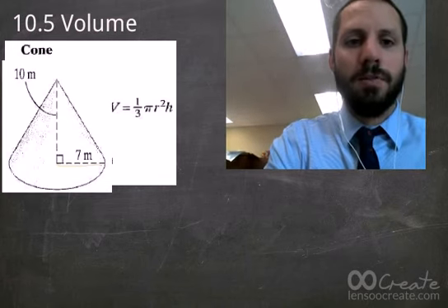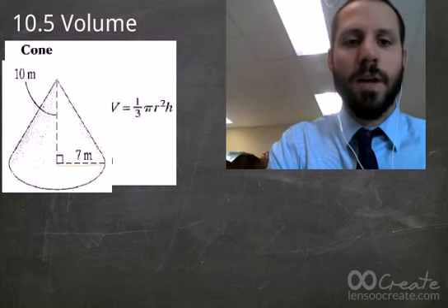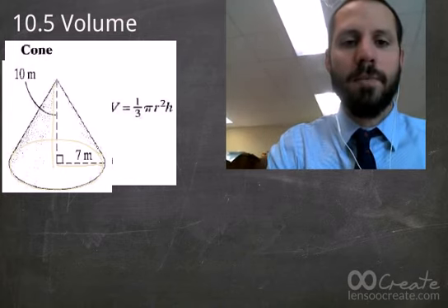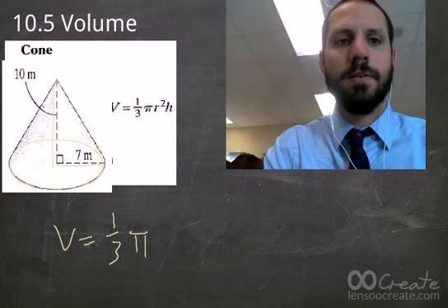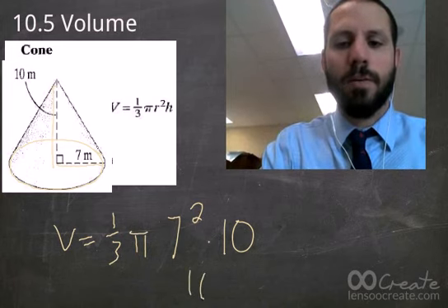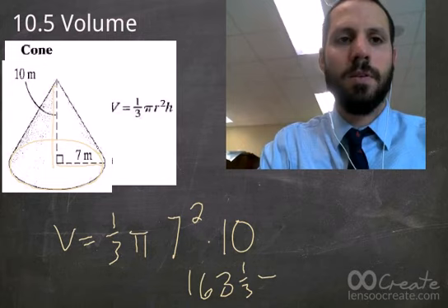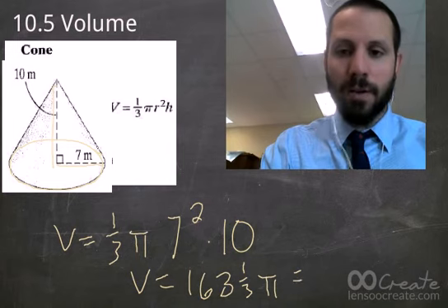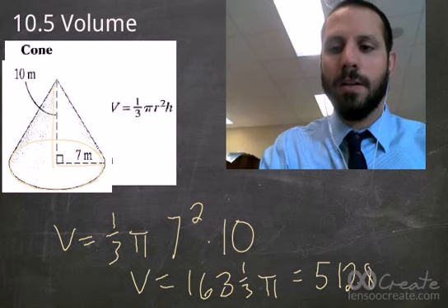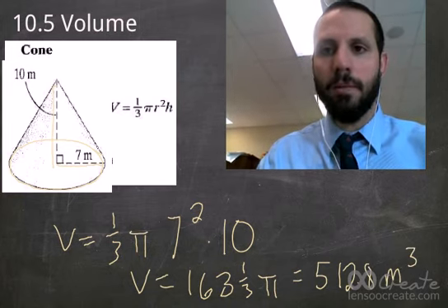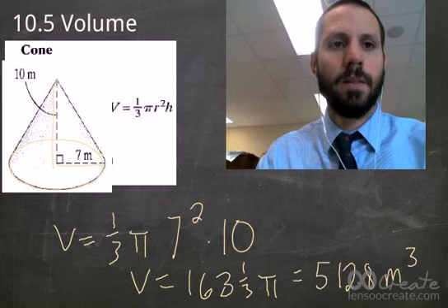This time, they didn't trick us and they gave us our radius right away of 7 and our height of 10. So let's get a sketch into our notebook. Volume equals 1/3 pi radius squared times height. So we can call that 163 1/3 pi. Or if we multiply by the pi, it's going to be 512.8, and this one was in meters cubed. It's got the good label.